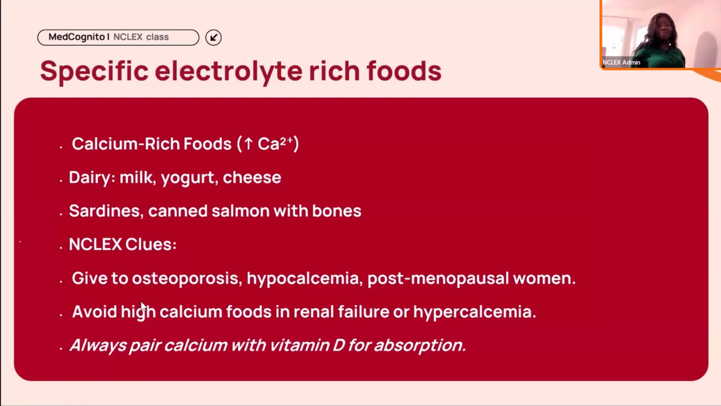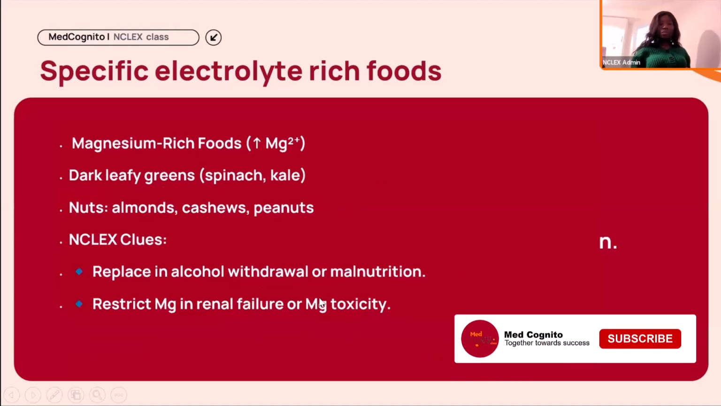And always pair calcium with vitamin D. It helps with the absorption rate. So let's look at magnesium-rich foods. These are all high yield.